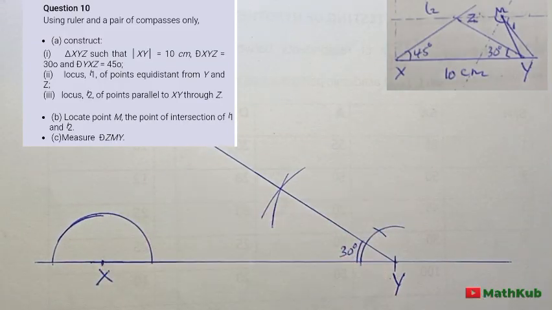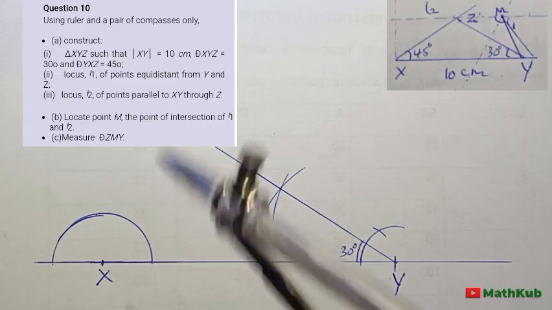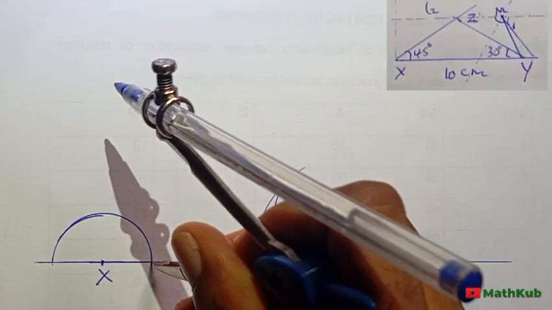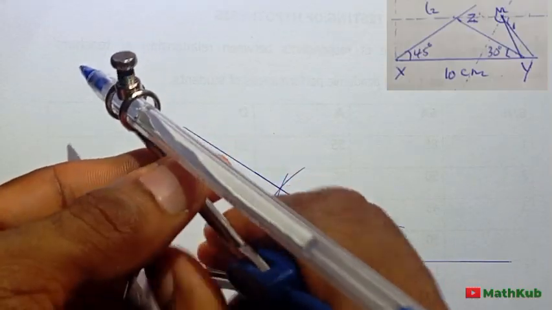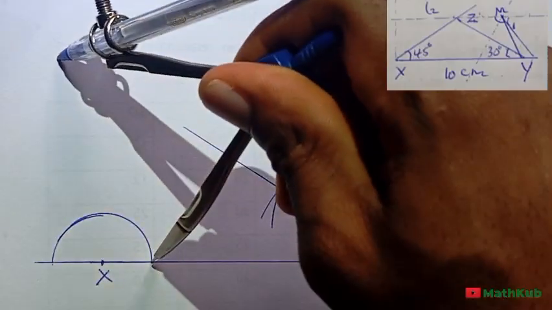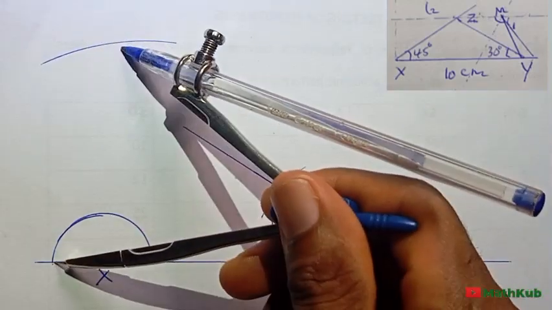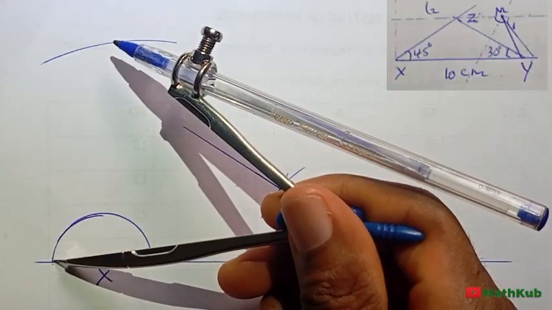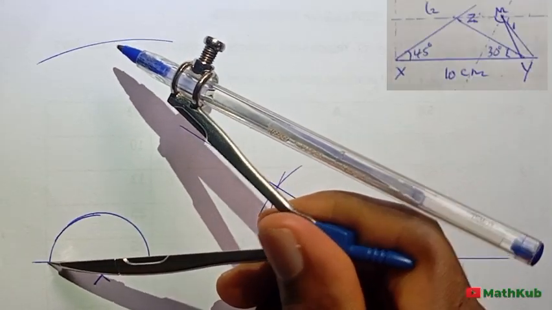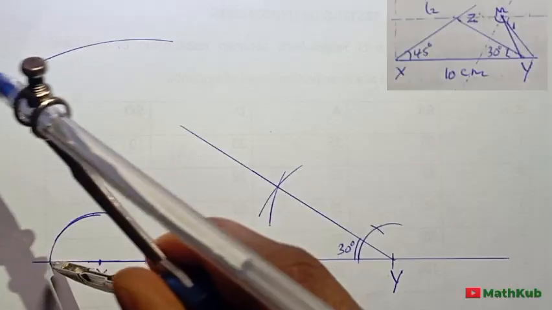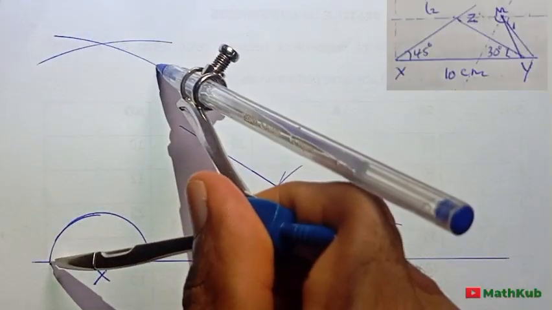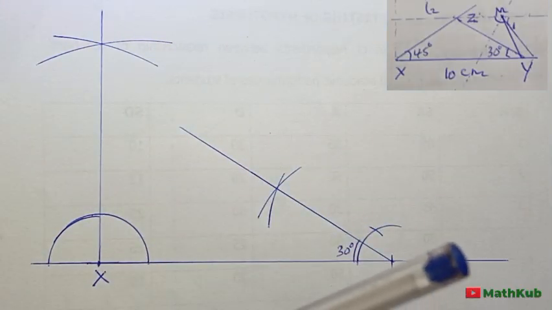Draw a semicircle. Why are we drawing a semicircle? Because the angle on a straight line is 180 degrees, so we have to bisect 180 degrees. To bisect 180 degrees, with this point as center, you draw an arc, and with this other point as center, you cut the first arc. We have just constructed 90 degrees.